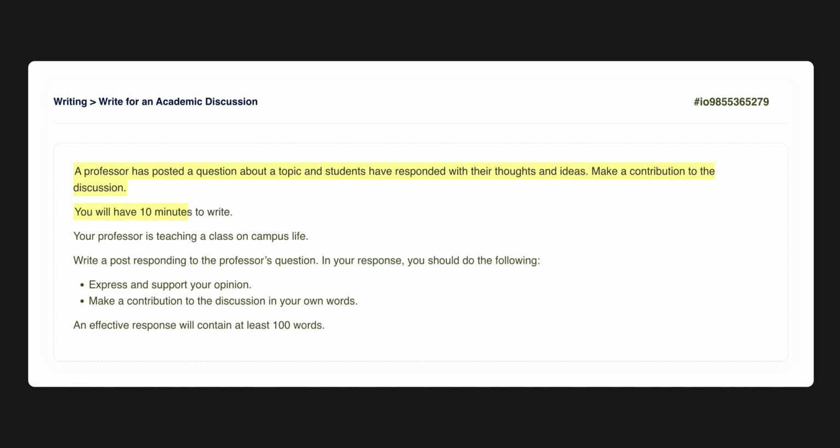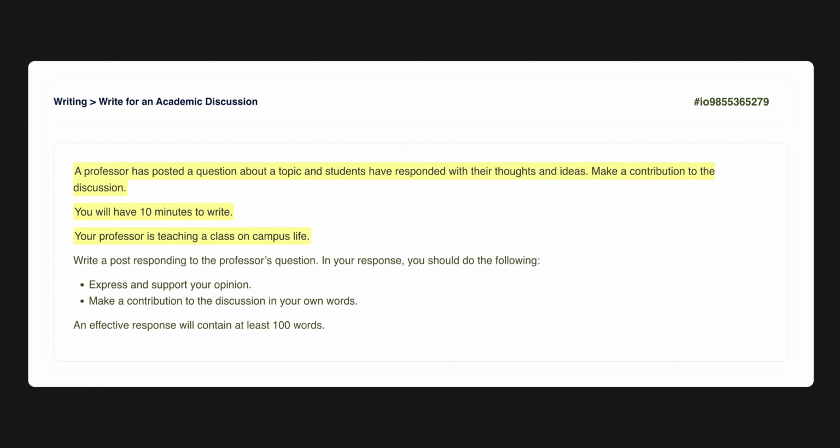You will have 10 minutes to write. Timing is everything in this section. You have exactly 10 minutes to read the prompt, plan your ideas, and type your response. This means you should aim for a quick but organized flow of thoughts to ensure you finish within the time limit. Your professor is teaching a class on campus life.